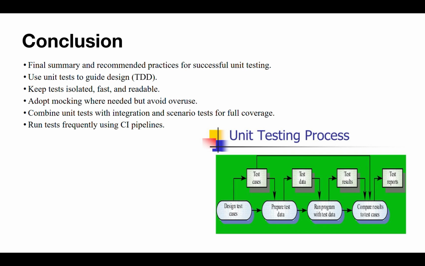So, in summary, it's recommended to use multiple types of tests. JUnit is good, unit testing is good, but so are other types of tests, depending on what your code is and what your situation is. Use unit tests to guide design through test-driven development, keep tests isolated, fast, and readable, adopt mocking where needed but avoid overuse, combine unit tests with integration and scenario tests for full coverage, and run tests frequently using CI pipelines.